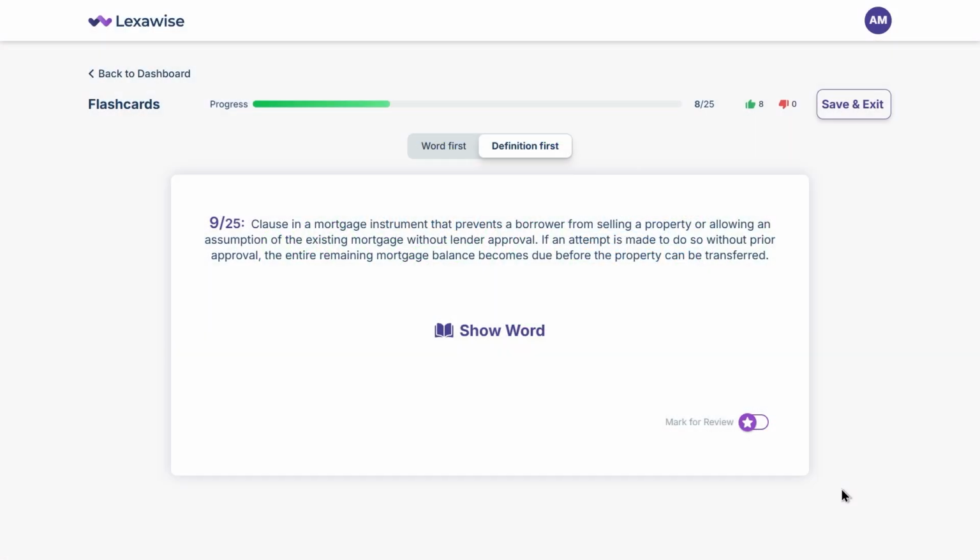This protects lenders when property is sold. Clause in a mortgage instrument that prevents a borrower from selling a property or allowing an assumption of the existing mortgage without lender approval. If an attempt is made to do so without prior approval, the entire remaining mortgage balance becomes due before the property can be transferred. Also called due on sale. What's the official name?